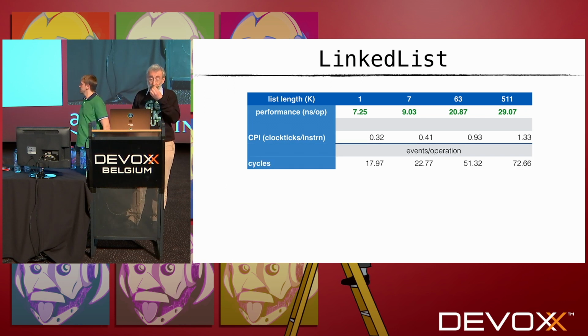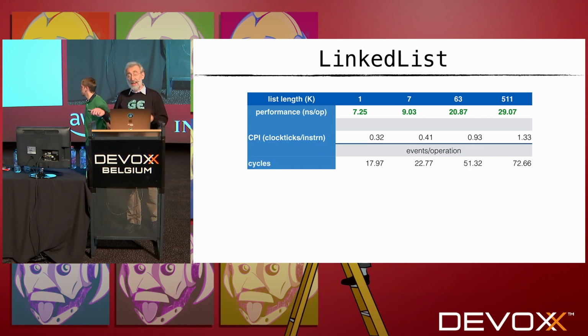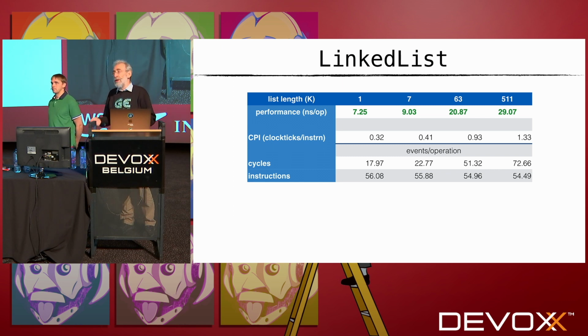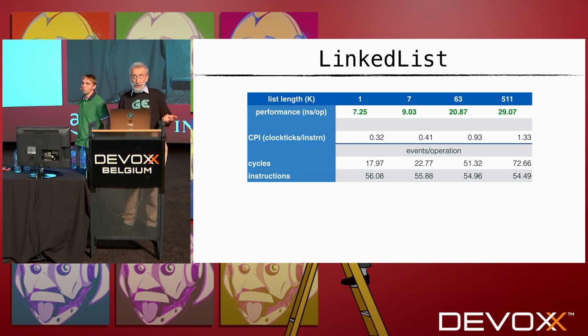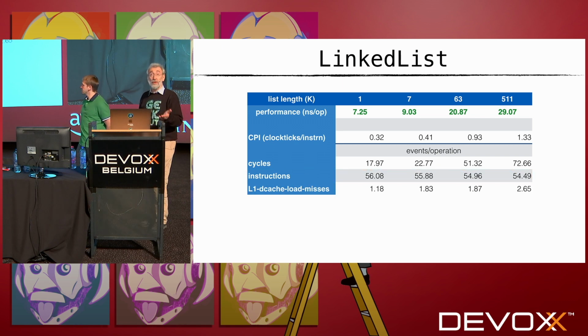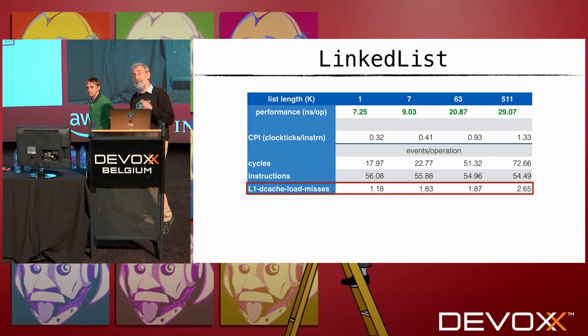Why is that? Well, the number of cycles per operation goes up in the same kind of way, but the number of instructions per operation is exactly the same. So it's not a CPU problem as such. And you'd expect that because it's the same operation for a long list as for a short one. So the amount of work done per iteration doesn't depend on the size, which makes sense. So where does it come from? Well, the answer is shown in this line. This is the key one.